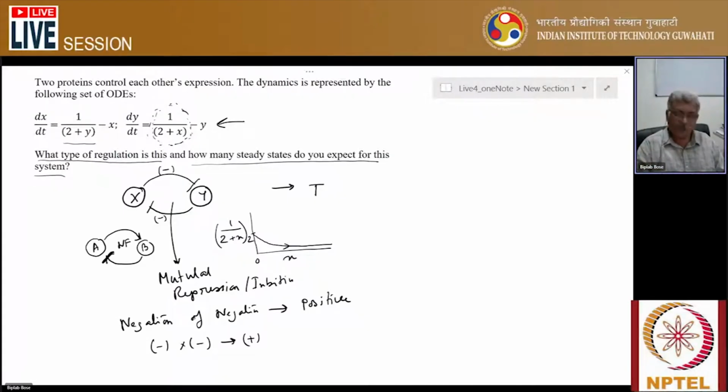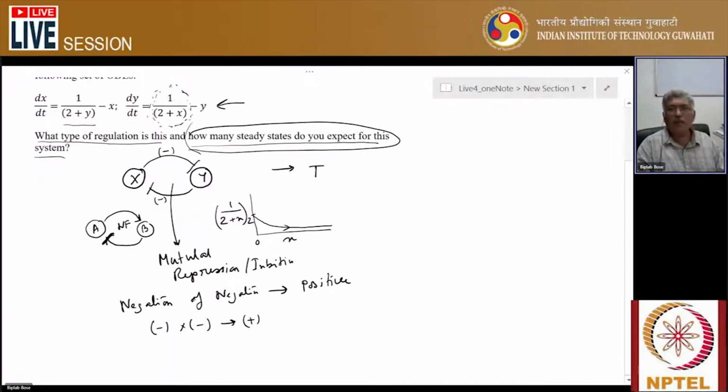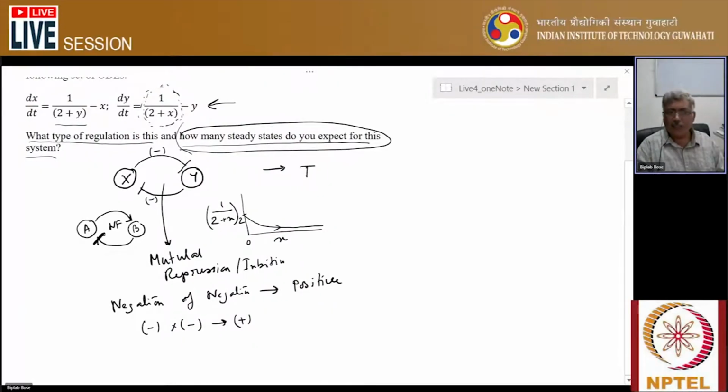In this case, this is a positive. Okay. Now let us go to the second question. How many steady states do I expect in this case? How do I do it? Should I go for detailed analysis? Yes, I can do detailed analysis, solve this equation, right?